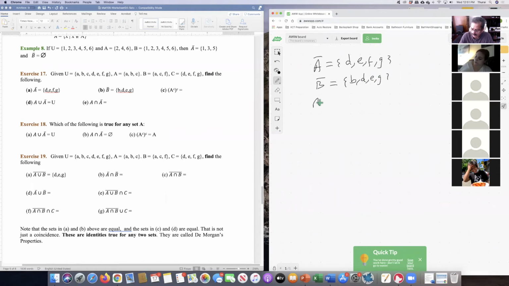Okay, so what is A bar intersection B bar? DEG. DEG is correct. Okay, so that is correct answer for part B. Let me write that here. Now you need to work on the part C, A intersection B bar. To find that, you had to find A intersection B first.